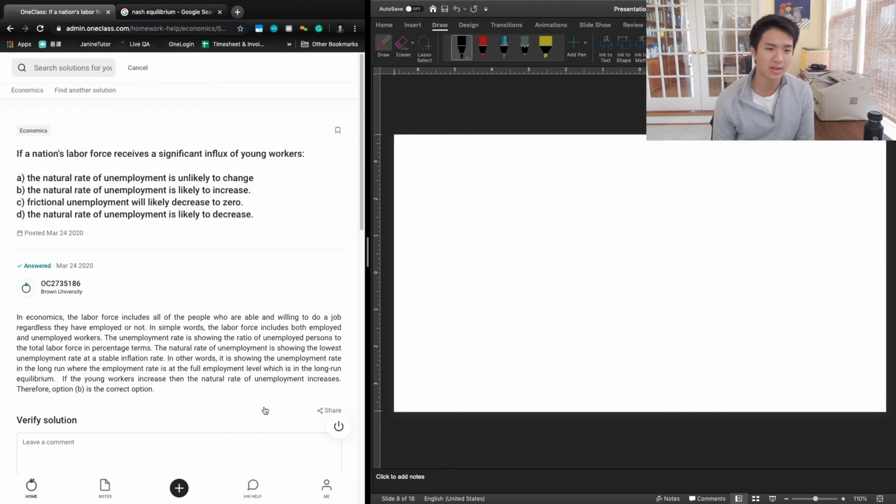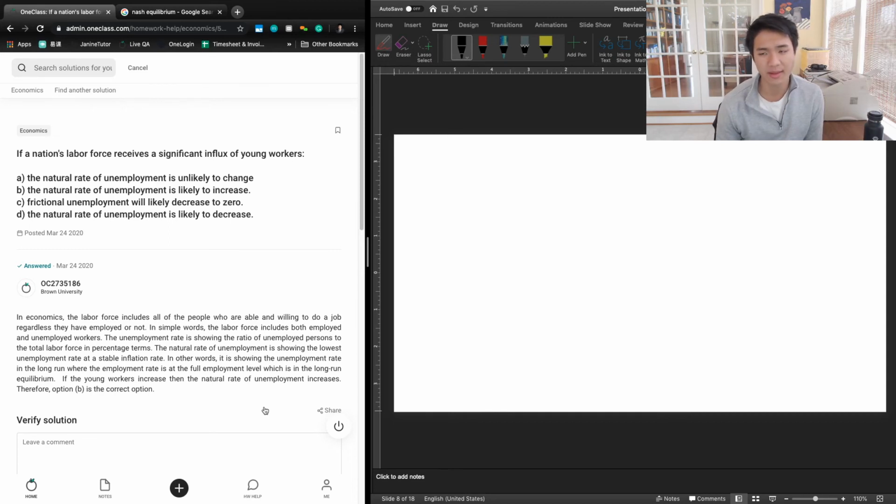So the question is, how is natural rate of unemployment affected? Is it going to be impacted by an influx of young workers in terms of structural unemployment? That seems unlikely, right? Structural unemployment has to do with minimum wage laws, efficiency wages, unions, and so none of those really have any direct tie to an influx of young workers.